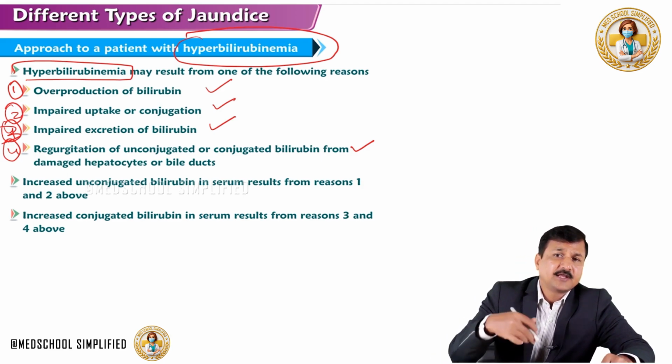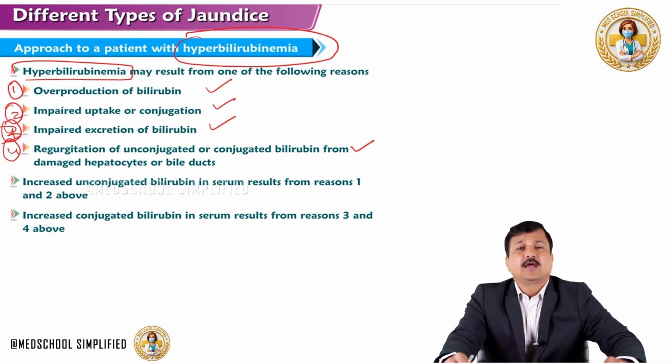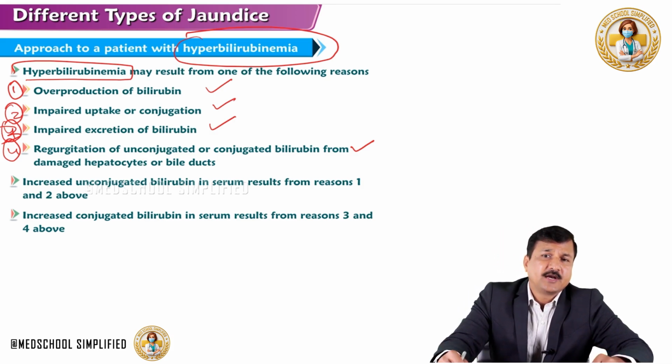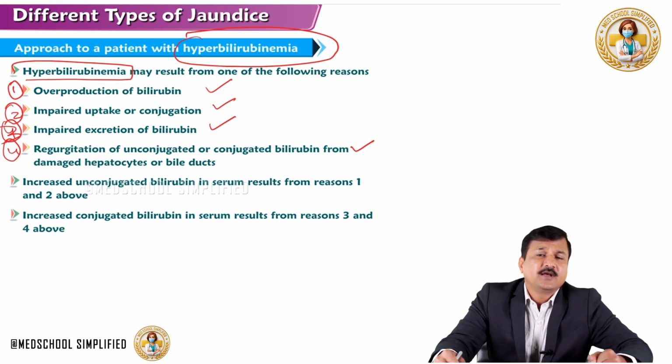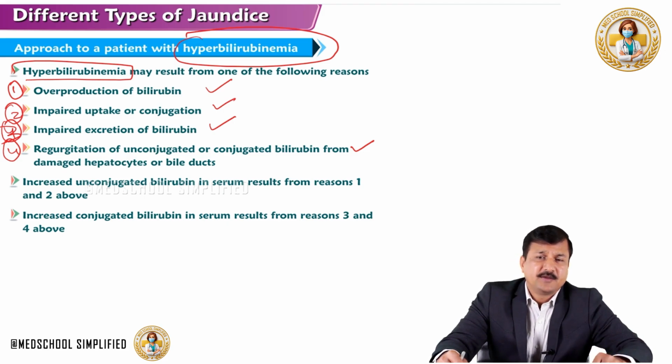Or there may be issues with the secretion of bilirubin from the liver into the biliary canaliculi, or it can be damage to the biliary canaliculi or obstruction in the common bile duct that may lead to regurgitation of bilirubin, which may be conjugated or unconjugated, back into the blood, leading to hyperbilirubinemia. So, we have four causes for hyperbilirubinemia here.